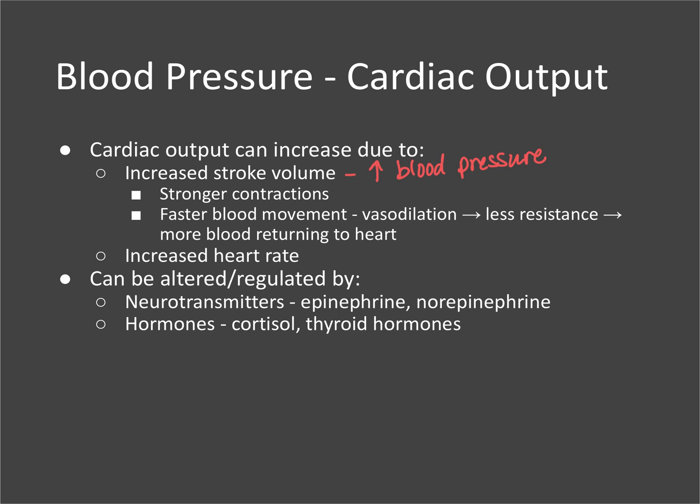It can also be due to faster blood movement. The blood vessels in your body, systemically, can go through vasodilation or vasoconstriction. Your body can also do vasoconstriction and vasodilation in localized specific areas, but it can also happen all over the body. If vasodilation happens systemically, there's less resistance, which means that more blood returns to the heart, which means that the heart can then push more blood out of it.